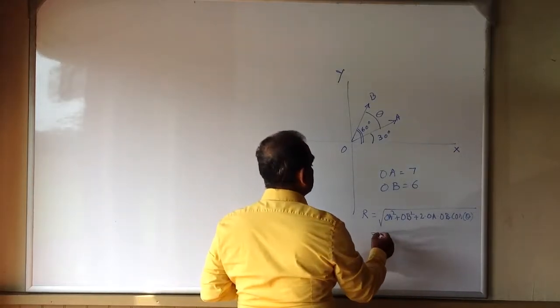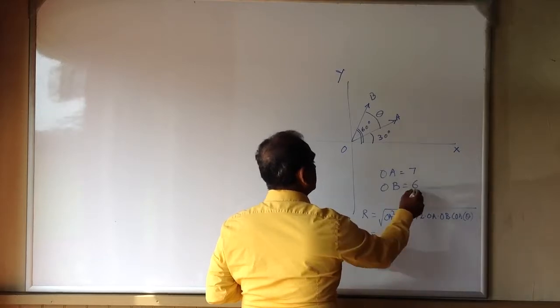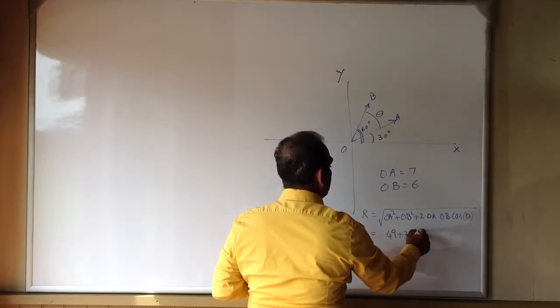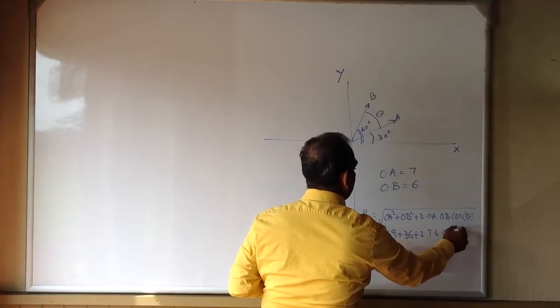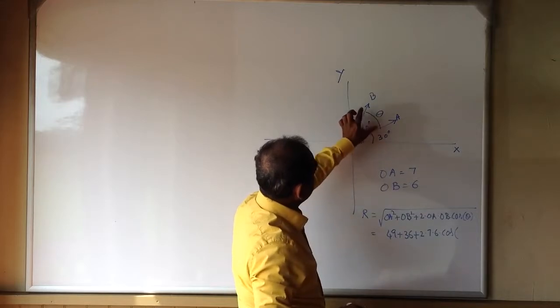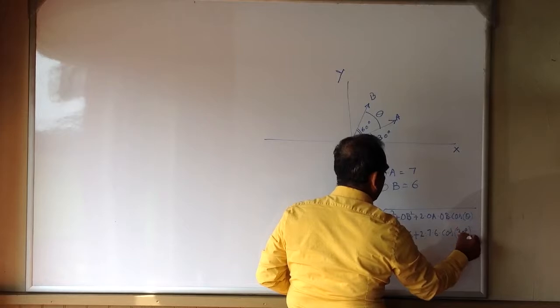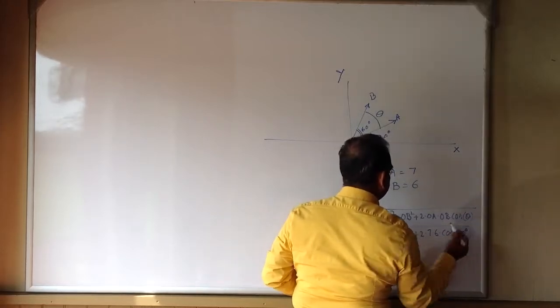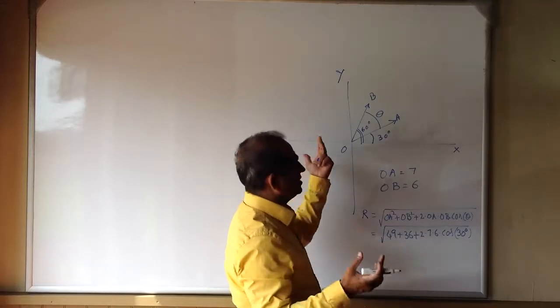So what is OA square? 49. OB square, 36, plus 2 times 7 times 6 times cosine of the angle between them. Since this is 60, this is 30, this has to be 30, cos 30, square root of. Whatever this value is, that value is the resultant.